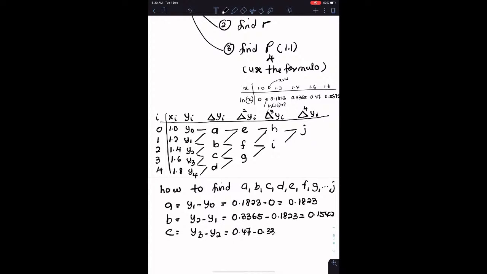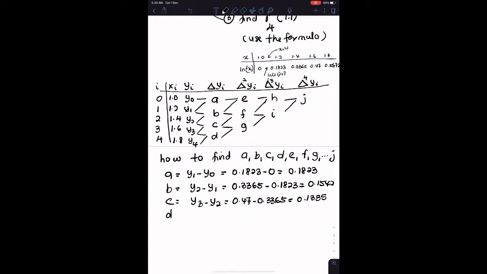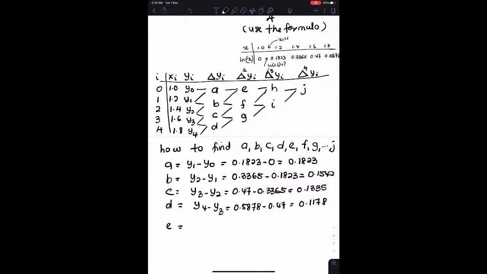C is Y3 minus Y2. It's also given in the question. No need to do a divided difference because this one is a Newton forward. Why? Because H is similar, 0.2. And then D is Y4 minus Y3.